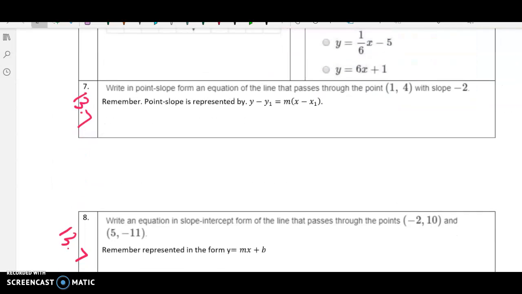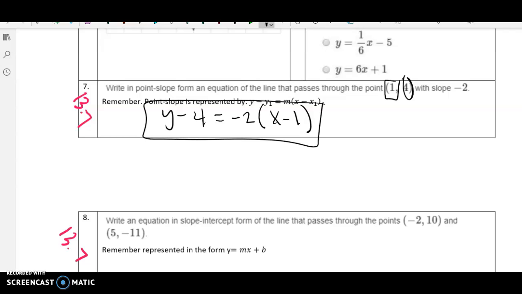All right, number 7. So we need to use point slope form. And so we have y minus y1, which is 4, equals our slope, which is negative 2. And then in parentheses, x minus our x1, which is just our x value. And this is all we do for this question. That's our answer.